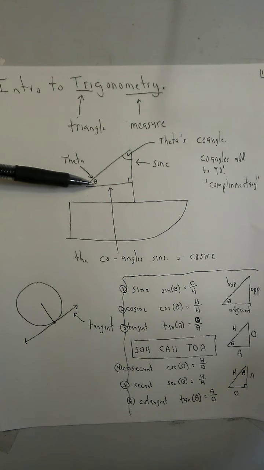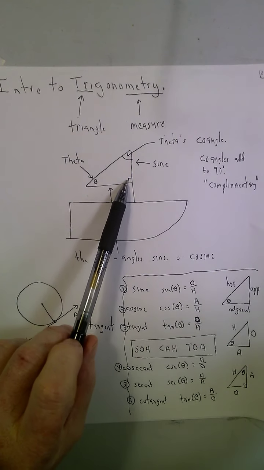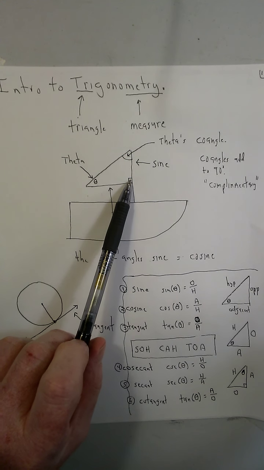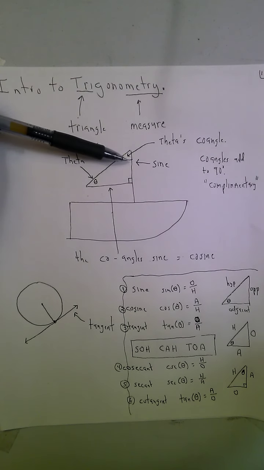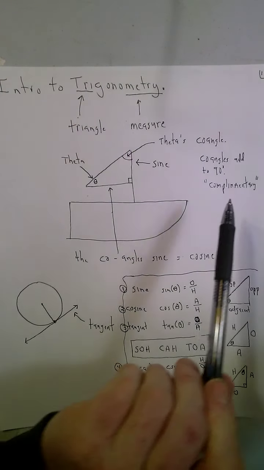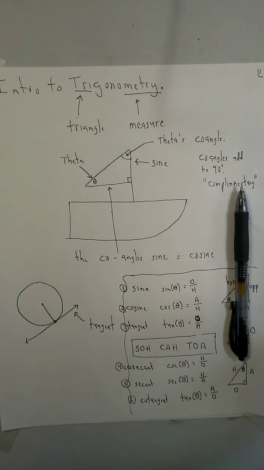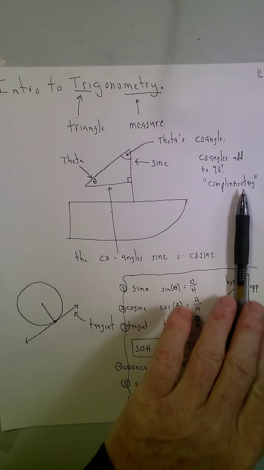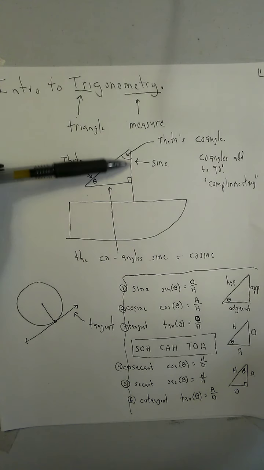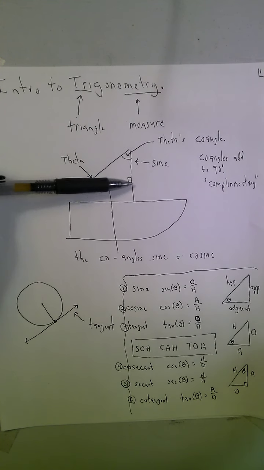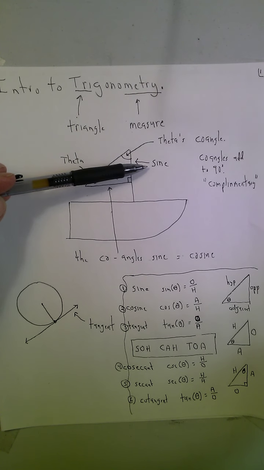Right? Now, in any triangle, the angles add up to 180 degrees. So if you take away the right angle, that leaves 90 degrees left over. So these two angles are complementary. Complementary angles are called coangles. Right. So in ancient times, the leading edge of a sail was called the sine.